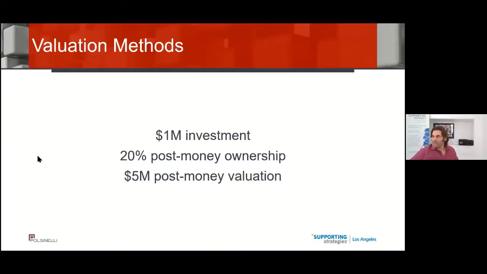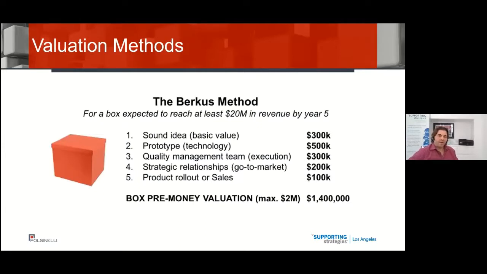Okay. So there's a few different methods for valuing early stage companies. Really the value an investor is going to attribute to your company is based off their expectation of the future value that your company can deliver, right? So here, there's this one method way back in the mid 1990s. There was an angel investor named David Berkus who developed this method called the Berkus method.